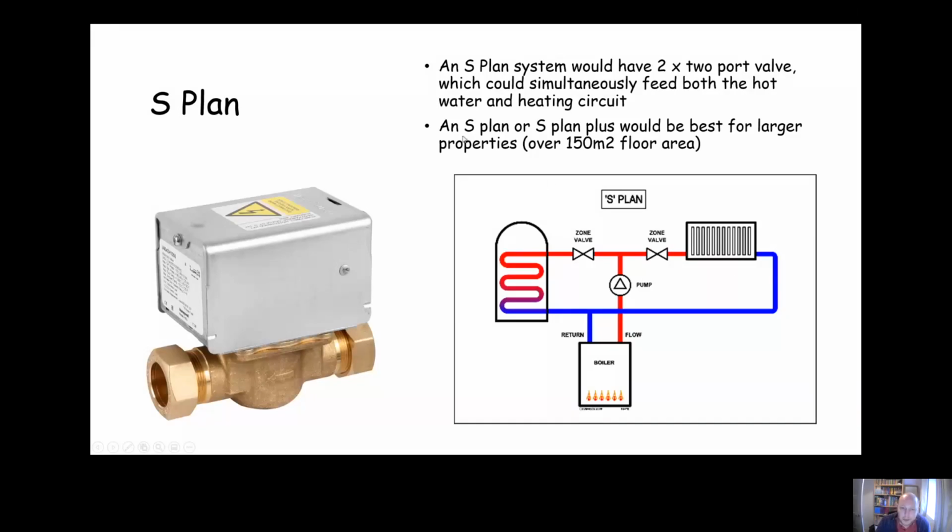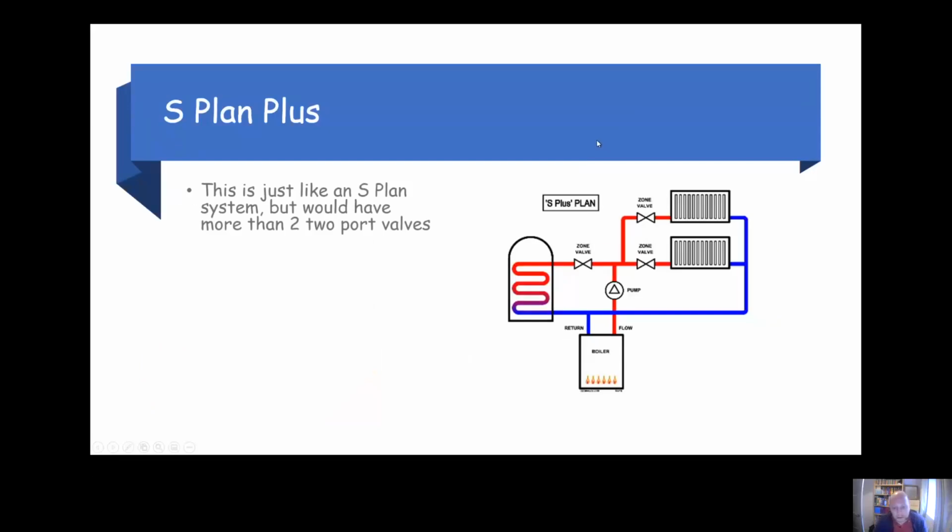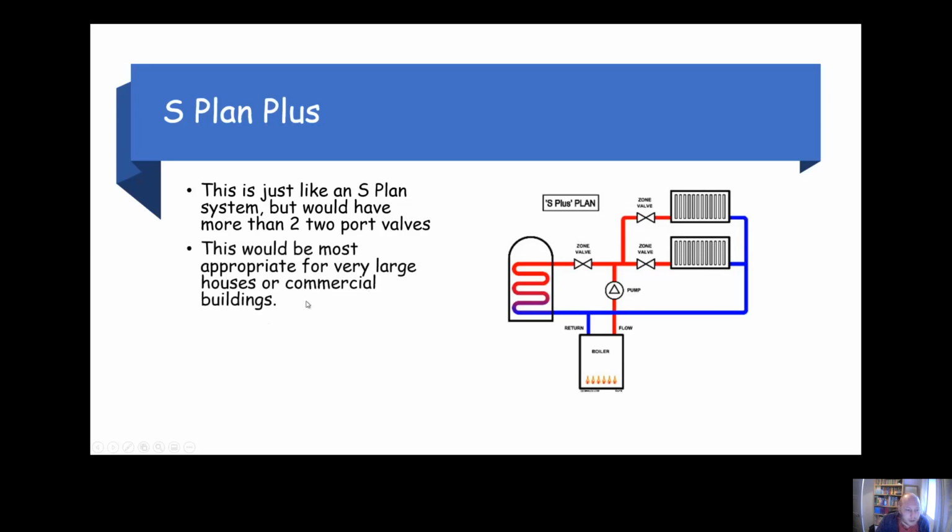Generally speaking, we'd use S-plan or S-plan plus systems for larger properties, those over 150 metres squared of floor area. S-plan plus is exactly like an S-plan system, except the only difference is it would have more than two 2-port valves. It could be 3, 4, 5 2-port valves, each for an individual circuit. Normally you'd have one zone for the hot water circuit, and then you could have various other zones, potentially a zone for an underfloor heating circuit, a zone going to radiators, lots of different zones. Best for larger houses or commercial buildings.